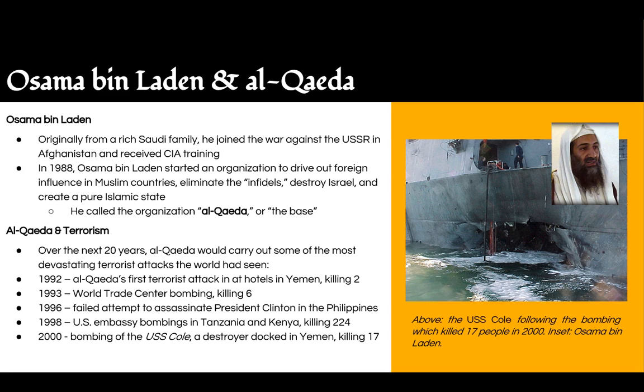In 1996, there was actually a failed attempt to assassinate President Clinton in the Philippines, which came out much later in a book. They had planned to plant a bomb under a bridge that he would have traveled over, but that plan is found out kind of at the last minute. In 1998, there are bombings at U.S. embassies in Tanzania and Kenya, which lead to the deaths of over 200 people. And then a major attack in 2000 on a U.S. ship, the USS Cole, which you see pictured here, that killed 17 people in Yemen.